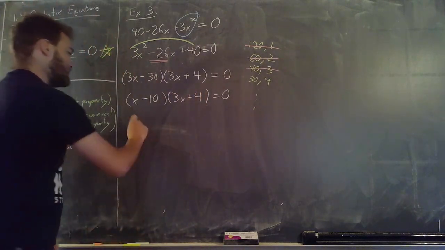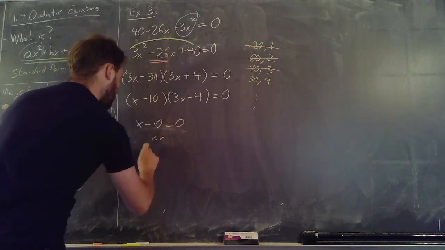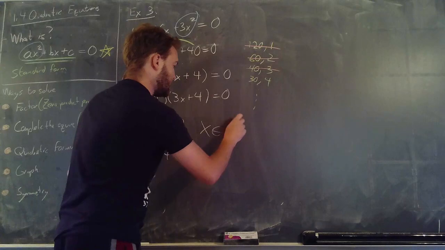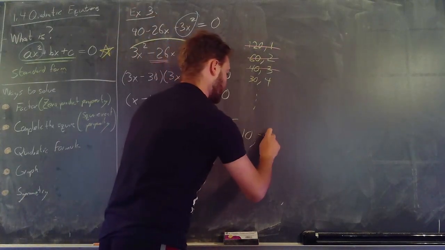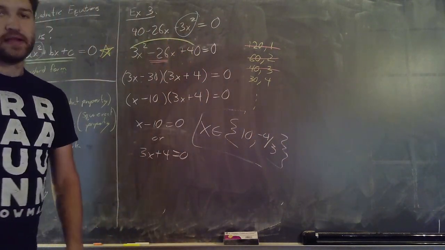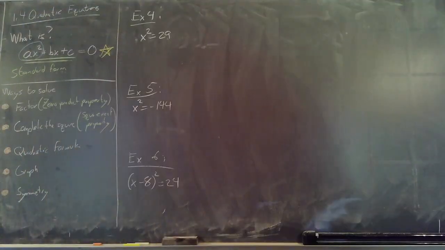Now, my 2 cases, I've got x minus 10 equals 0, or I have 3x plus 4 equal to 0, which means that x is going to either be positive 10 or it's going to be negative 4/3, and that is my solution set right there. Okay, I'll come back with some more examples.